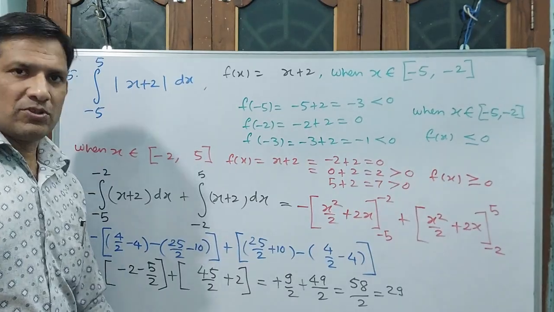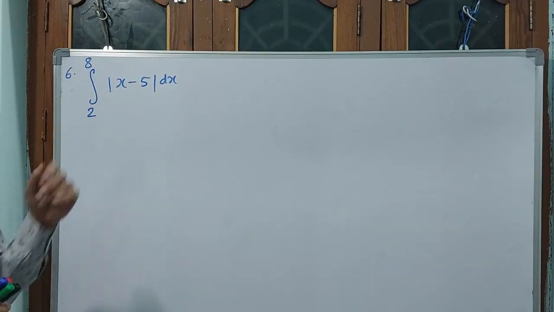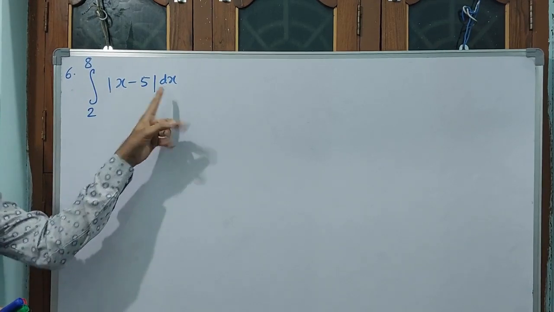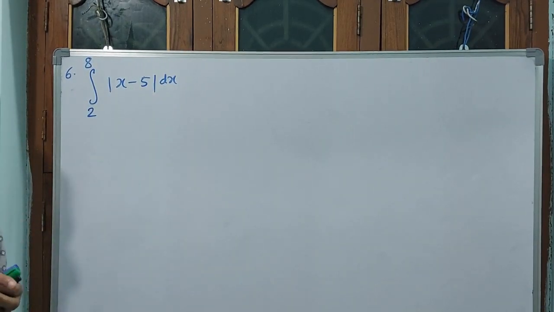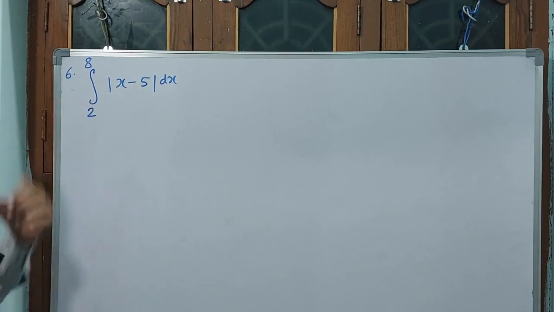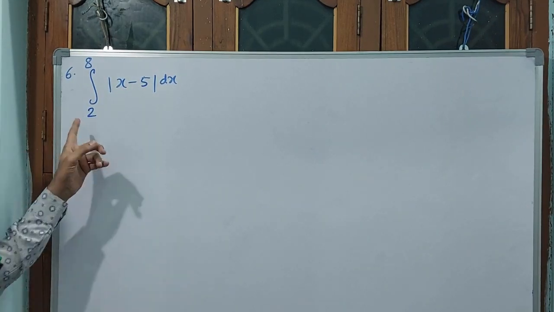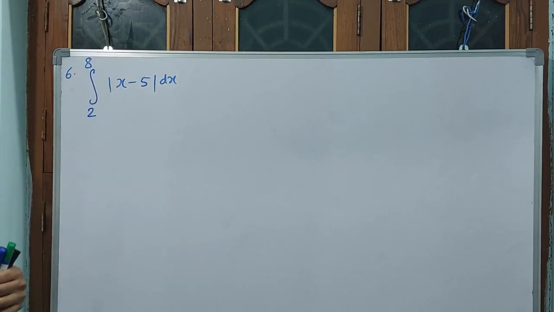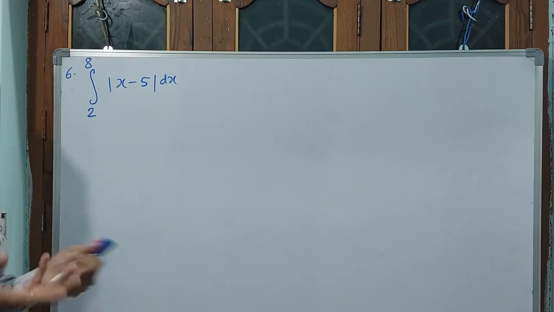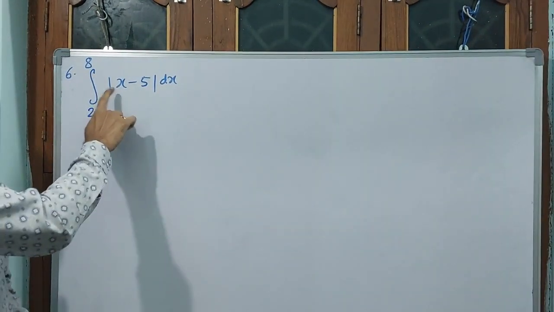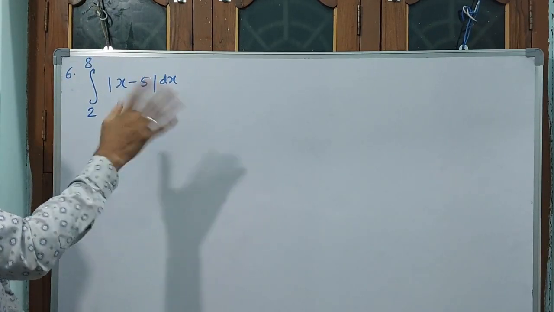Take this, we will go for the sixth question. Okay? See the sixth question. Integral 2 to 8 modulus of x minus 5 dx. See here, logically if you think, both limits are positive limits only. But if you observe carefully, this modulus is there, minus 5 is there. That means from 2 to 5, one limit, from 5 to 8, another limit you have to take. Basically, by virtue of experience, we have got 2 to 5 gives minus, 5 to 8 gives plus.